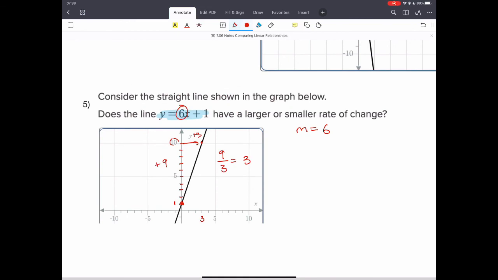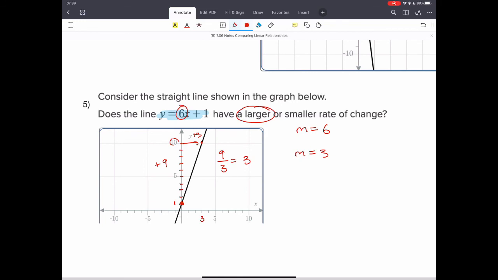So to answer the question, does the line y equals 6x plus 1 have a larger or smaller rate of change? Well, the line on the graph had a rate of change of 3. The equation has the rate of change of 6. So y equals 6x plus 1 has a larger rate of change.